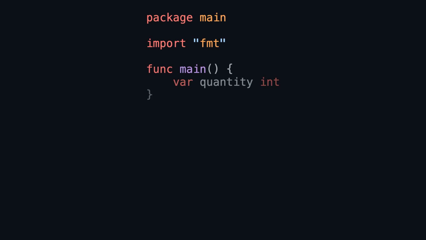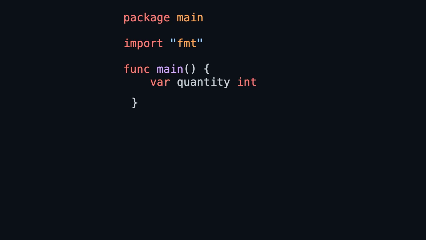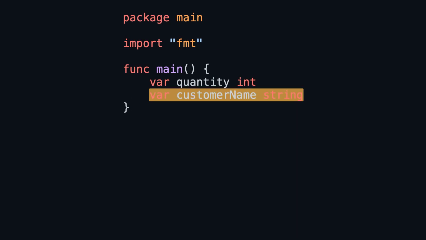Let's start by declaring an integer variable. In our code, we use the var keyword to declare a variable named quantity of type int. This variable will store integer values, such as the number 2 or 3, which we can use later in our program. Next, we'll declare a string variable.